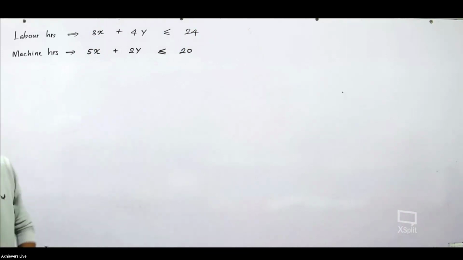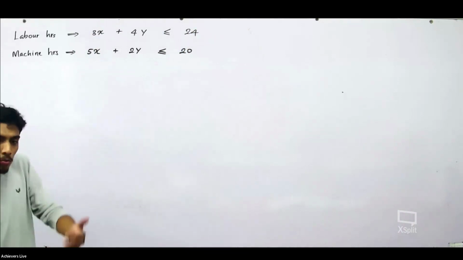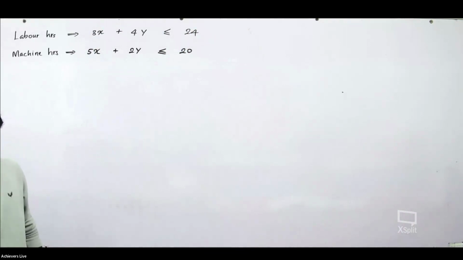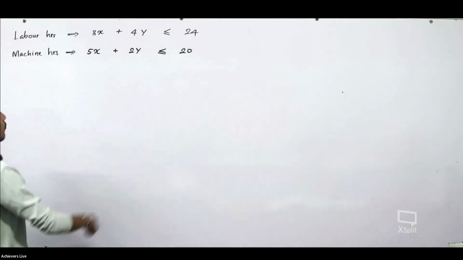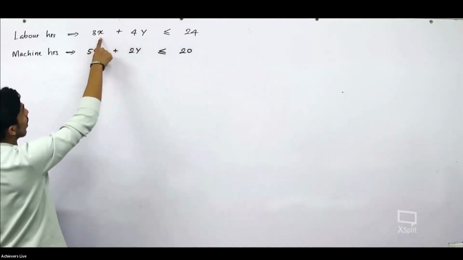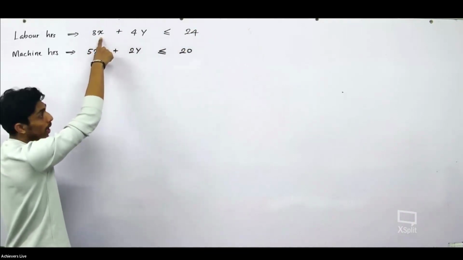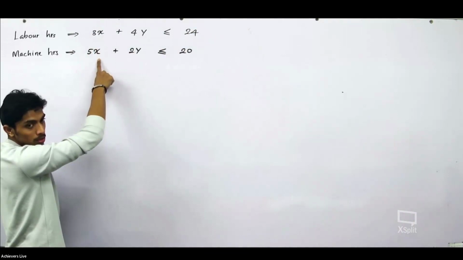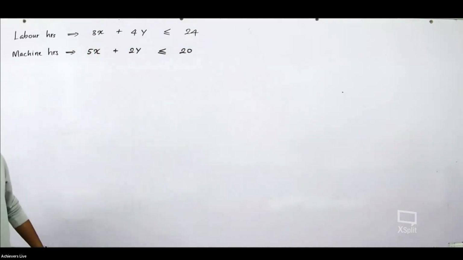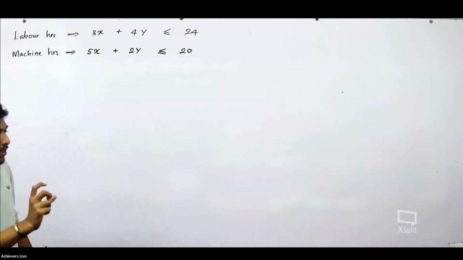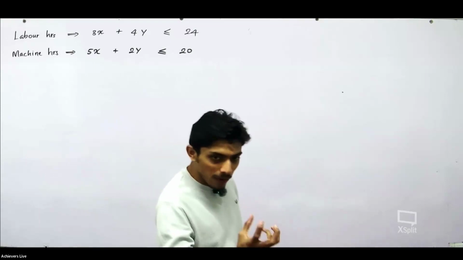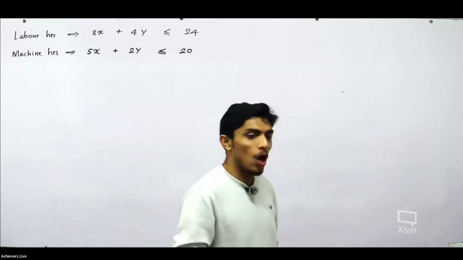Why can't you produce only X? Can't you produce only Y? If you are producing only X, using the labor, how many units can you produce? 8. If you are using machine, how many units? 4. Now how many units are you going to produce, 8 or 4?